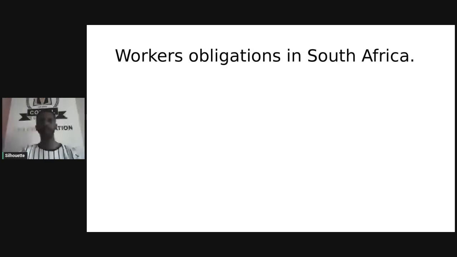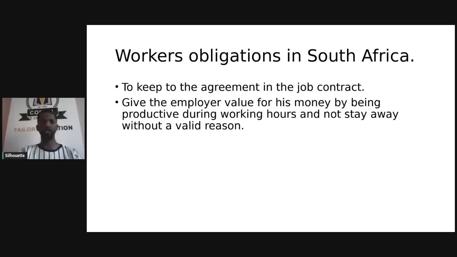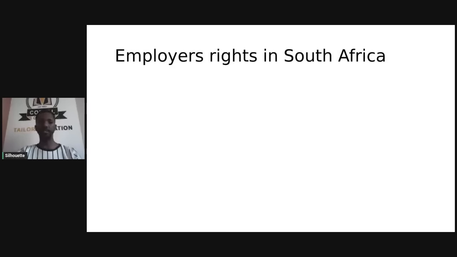It's important because we are talking about rights, it also comes with responsibility or obligation. So workers' obligations are as follows. They have to keep to the agreement of the job contract. We'll get to the job contract later in this presentation. They must give the employer value for their money because they are earning a salary or a wage. So they must be productive during the working hours and not stay away from work or be absent from work without any valid reason.